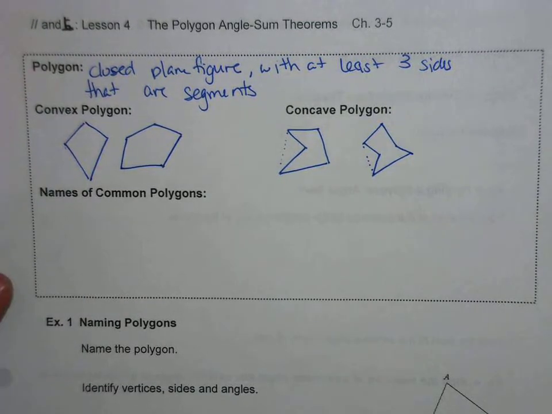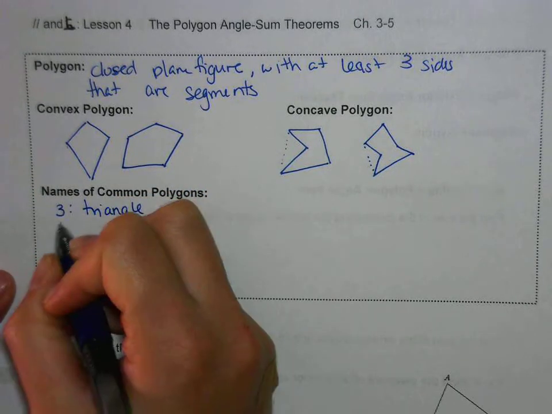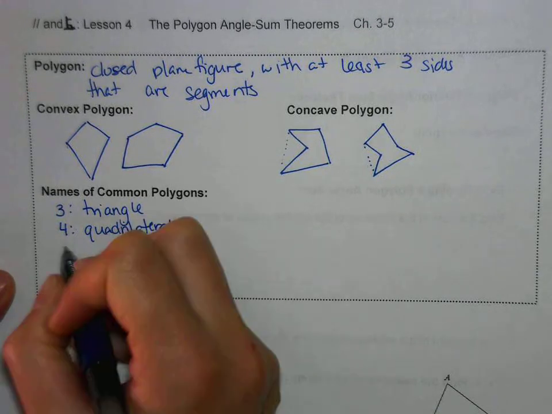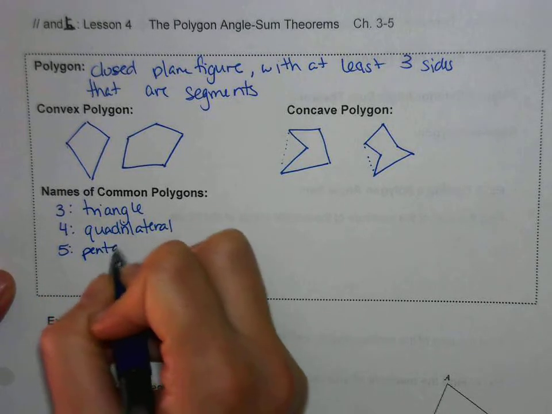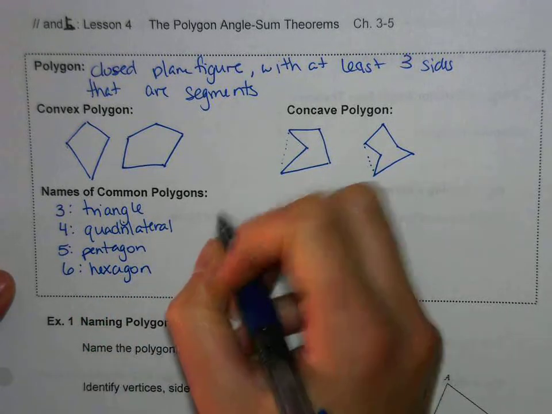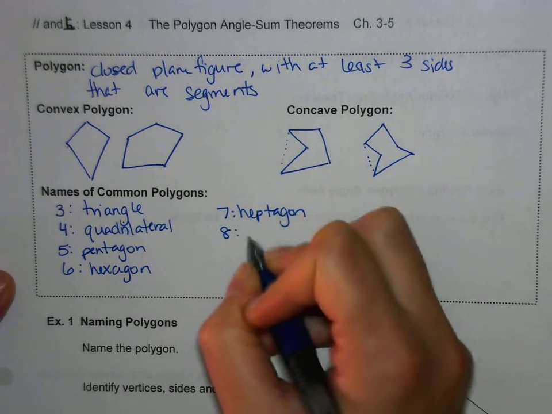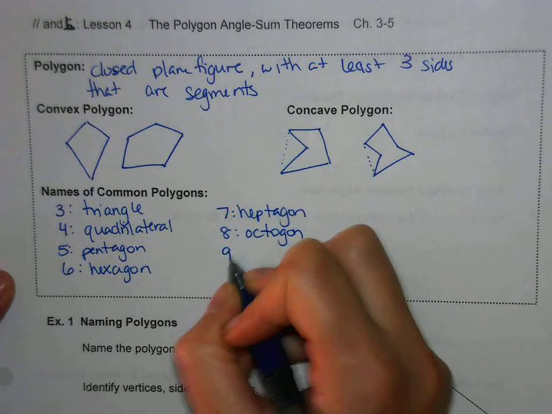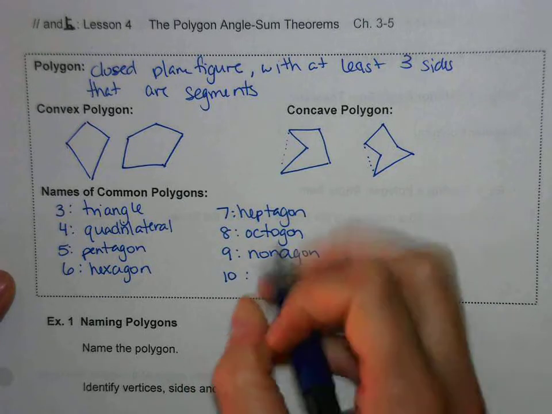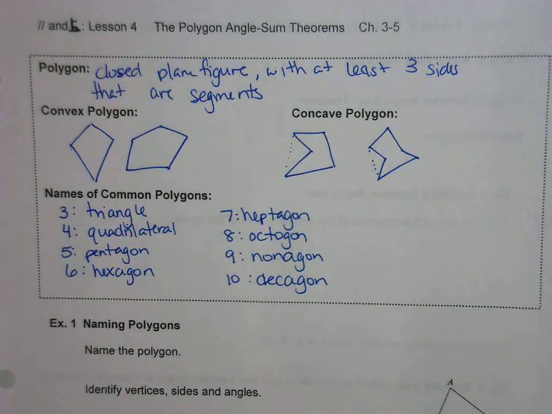Let's look at some names of common polygons. We have 3 sides, it's a triangle. 4 sides would be a quadrilateral. 5 sides is a pentagon. 6 sides is a hexagon. 7 is a heptagon. 8, octagon. 9 is a nonagon. 10 is a decagon. So those are the common polygons we are going to be looking at and using.